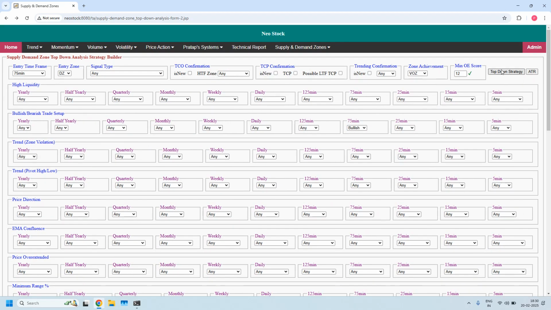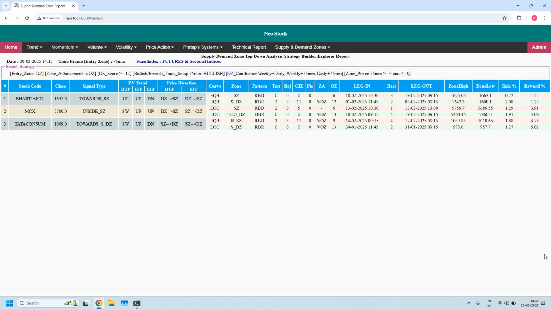With all the 3 filters enabled, LTF, ITF, HTF demand zone confluence, we got 3 stocks. In these 3 stocks, these 75 minutes demand zones are overlapped with daily demand zone. Both together again overlapped with weekly demand zone. And weekly trend is up in only 1 stock. And in this Bharti Airtel, if weekly demand zone having weekly EMA confluence, then this stock is having even more high probability trade setup to get success for this 75 minutes demand zone. Let's verify.